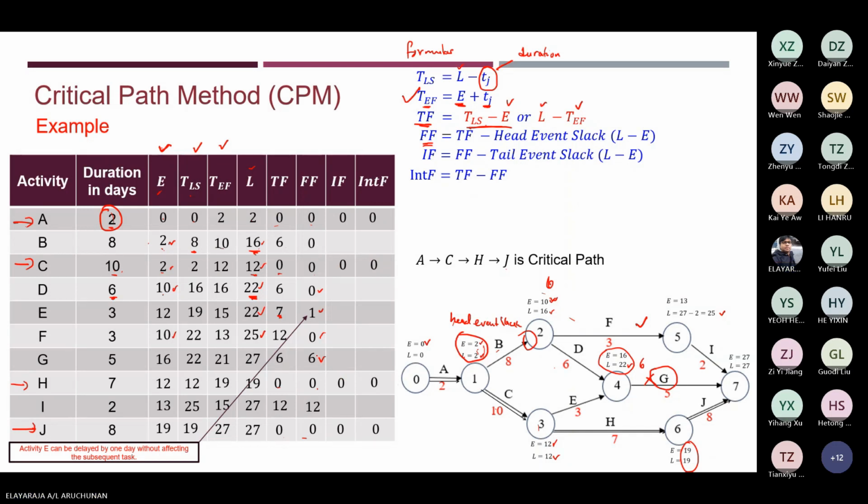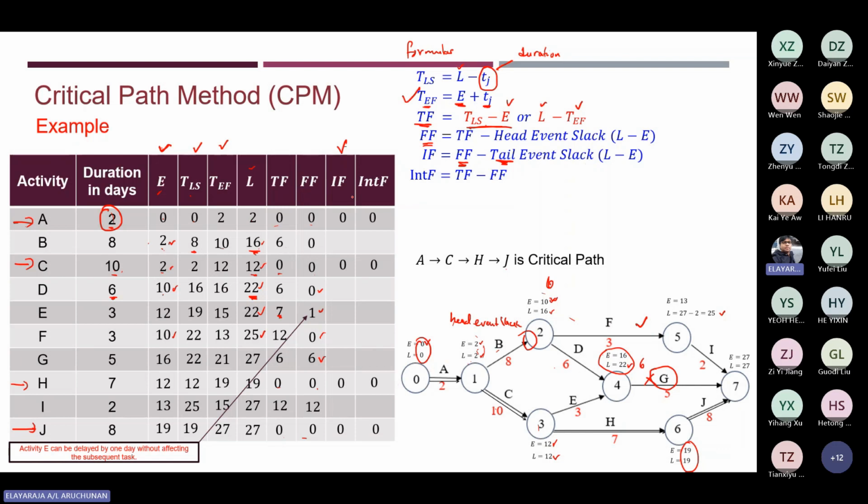Now we're going to calculate the independent float. All right, so how are you going to calculate that? As we know, the independent float is free float minus tail event slack. Tail event slack means the tail. Just now we looked at the head, head event slack. Now you're going to look at the tail event. The tail event means you have to look at the preceding activity's earliest starting time and latest finishing time. So you need to check on that.